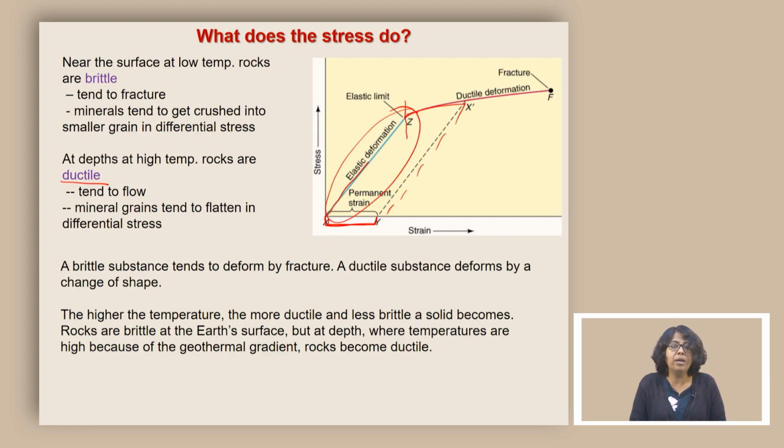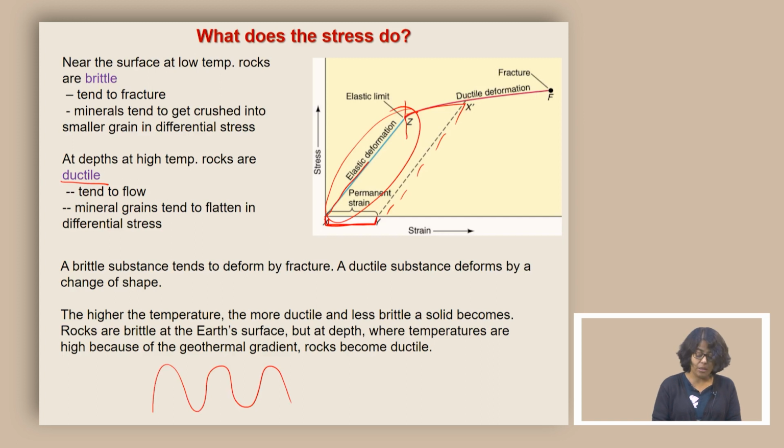And rocks are brittle at the earth's surface, but at depth where the temperatures are high, because of the geothermal gradient, rocks become ductile. So, all the shapes that you can see which give you patterns of folding tell you that the rocks are bending, but this bending cannot happen at a surficial condition with very low temperature. It requires the rock to behave in a more ductile manner, and that has to happen at a deeper depth where the temperatures are high.